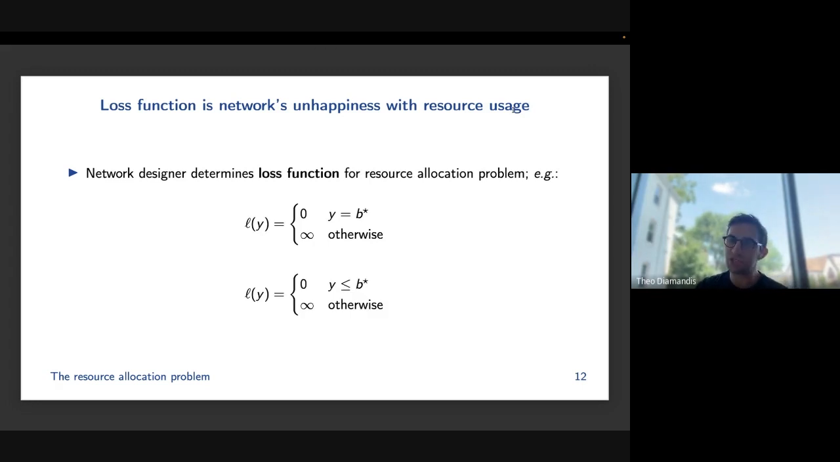Or perhaps we actually don't care if we're under the target, and we only want to penalize if resource consumption goes over the target. So this would essentially mean that we don't care if there are fewer transactions being submitted to the network than we would like, or less usage than our target usage, but we do care if we go over that.